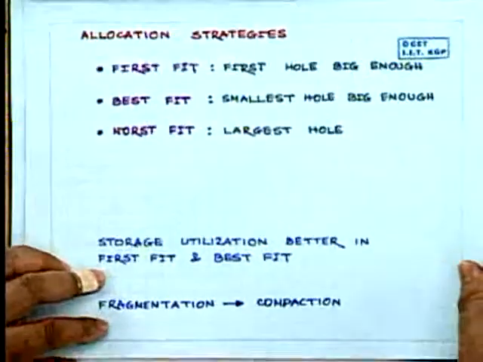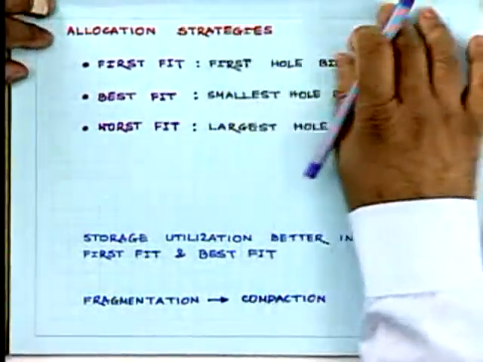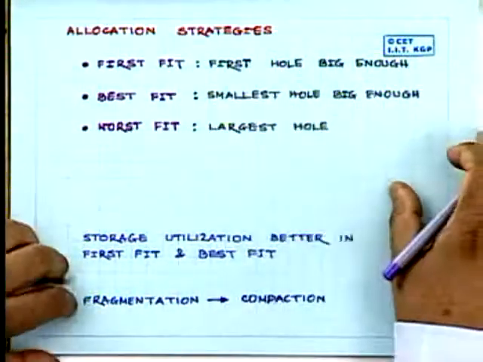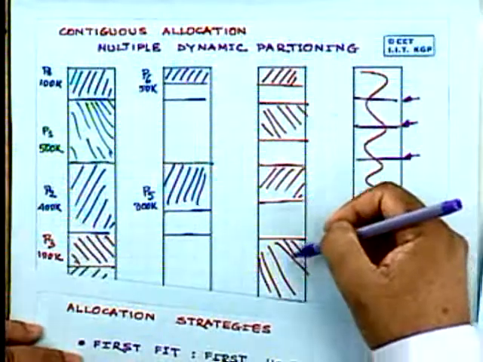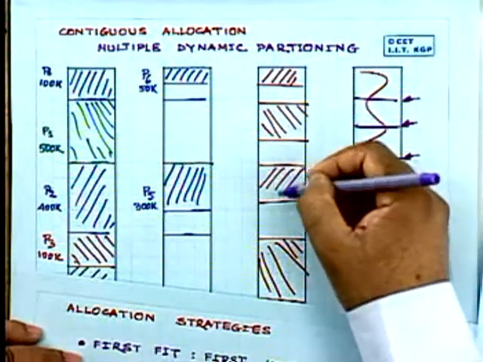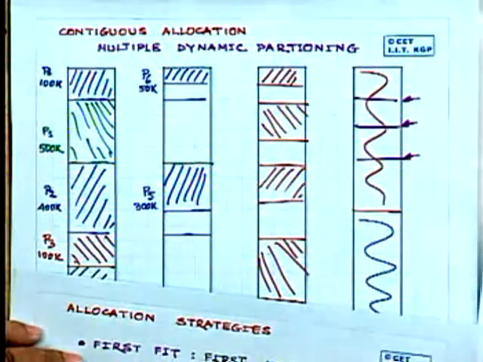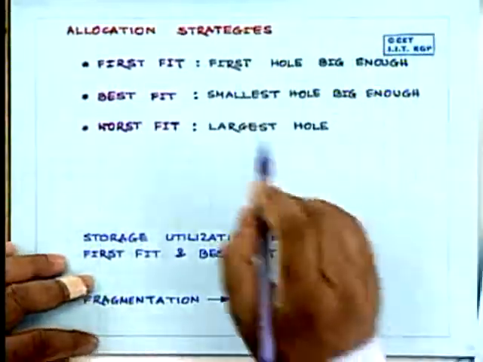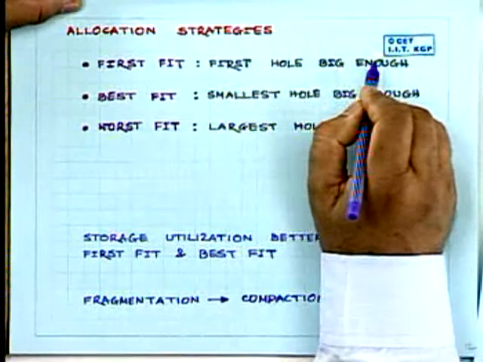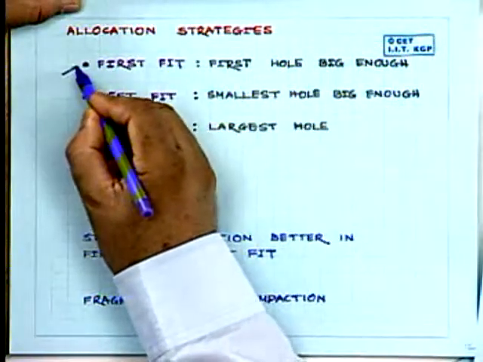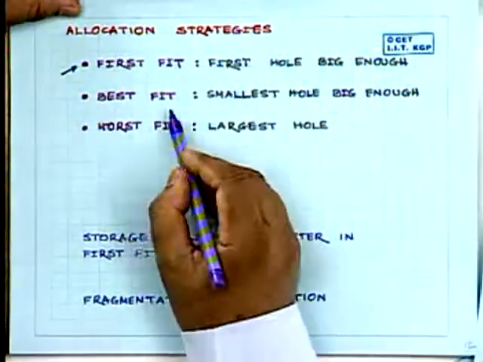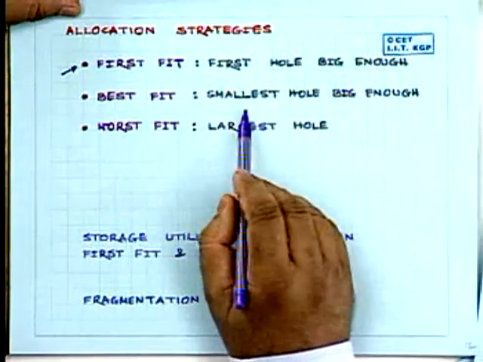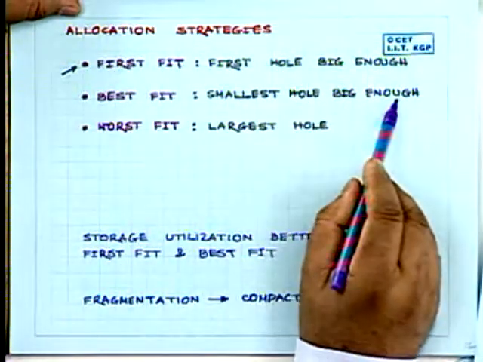This allocation strategy can be first fit. That means you start from the beginning of your memory locations. Whichever hole is big enough to fit that particular process, you put that process into that hole. This is the first fit algorithm. Another can be the best fit. That means you take the smallest hole big enough.